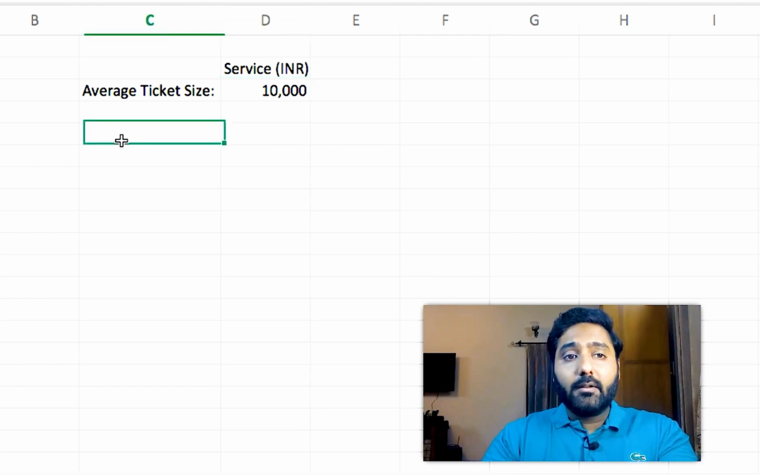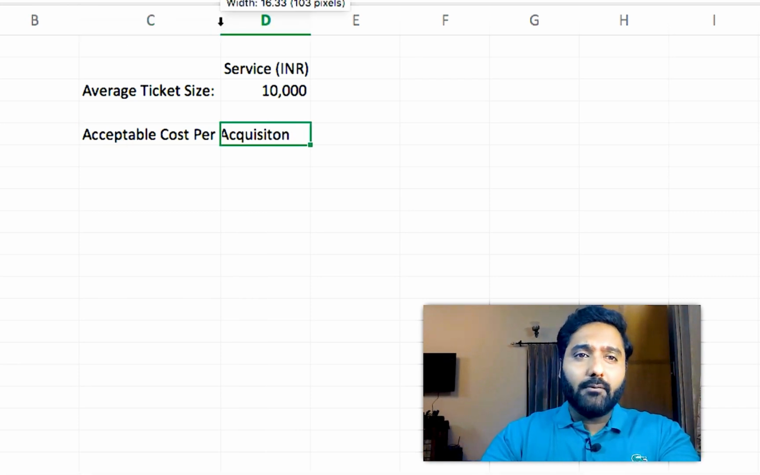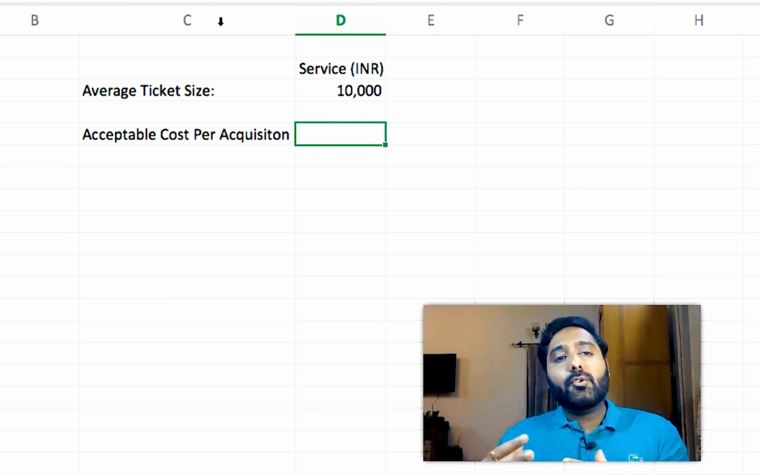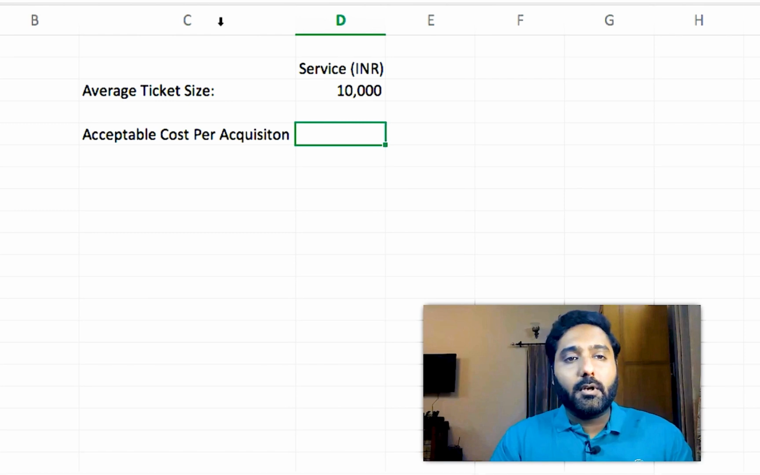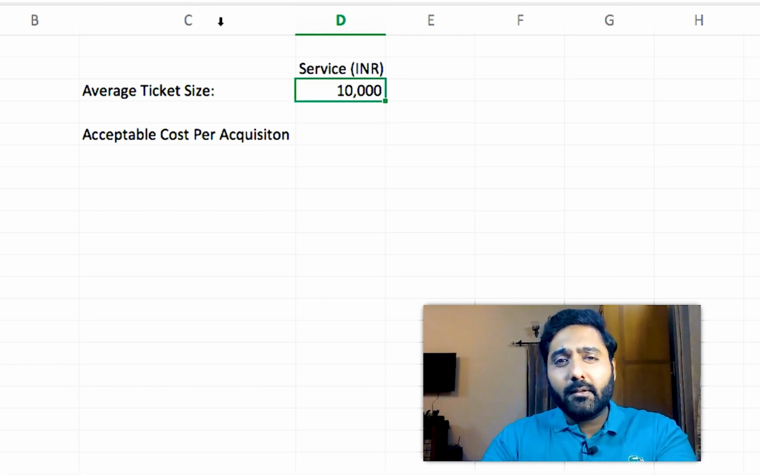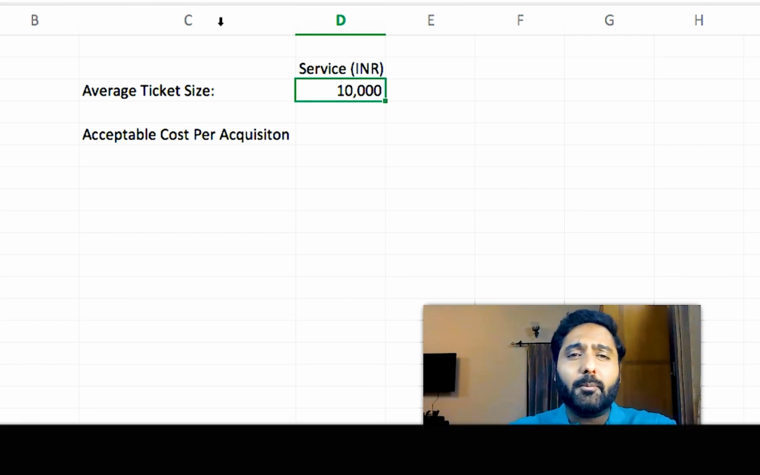So once you've written that, the next number that you want to know is the acceptable cost per acquisition. If you know a little bit about advertising, you would know what cost per acquisition means. It means how much money can you spend to acquire a single customer. Now, that's what's called acceptable cost per acquisition. For a service that costs 10,000 rupees, the average cost per acquisition would be somewhere in the range of 20% to 30%. It might even go higher to 40%.